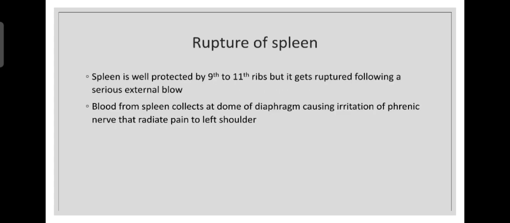Then rupture of spleen. Even though the spleen is located within the 9th to 11th ribs, it is ruptured frequently following a severe abdominal blow. A severe blow can rupture it even when it is well protected. So I said about the Kehr sign here. Blood from the spleen collects at the dome of diaphragm, causing irritation to the phrenic nerve, causing the left shoulder pain, which is called Kehr sign. It should be correlated so that findings cannot be missed.